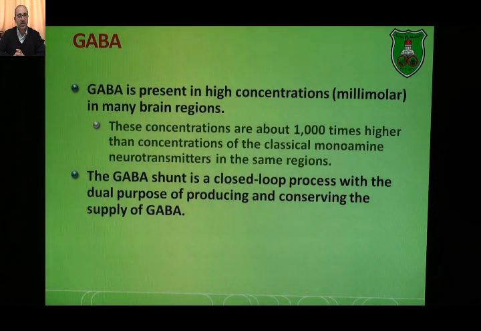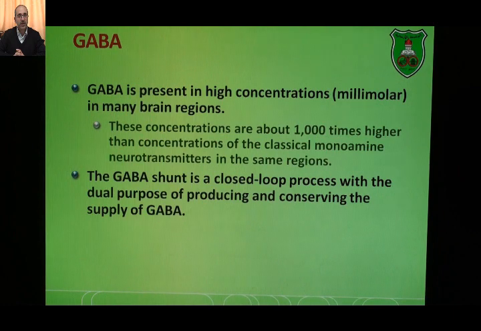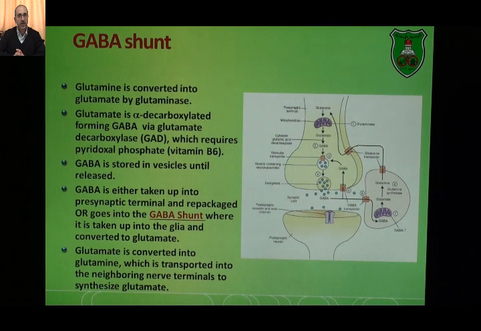Now, we have another modified amino acid, which is GABA, gamma-aminobutyric acid. It can act as a neurotransmitter, and it is present in high concentrations in many brain regions. It is an important neurotransmitter that must be preserved, so there is a process known as the GABA shunt that prevents the elimination of GABA to keep it at high levels. The GABA shunt is basically whereby glutamine is converted to glutamate by glutaminase. We talked about that before, and this can take place in the neuron itself. Glutamate is decarboxylated, forming GABA via a decarboxylase enzyme, and this enzyme requires vitamin B6.